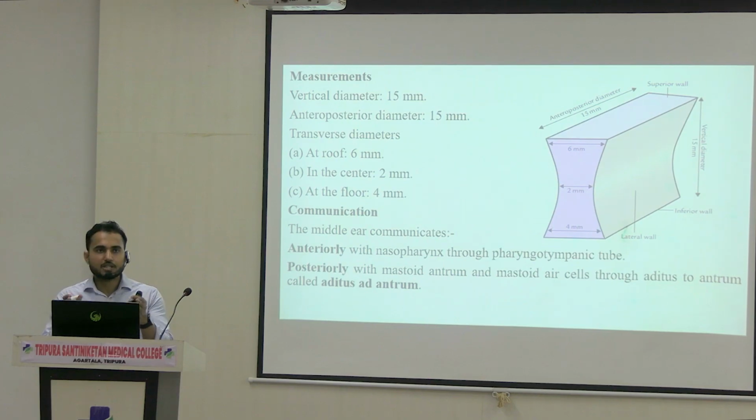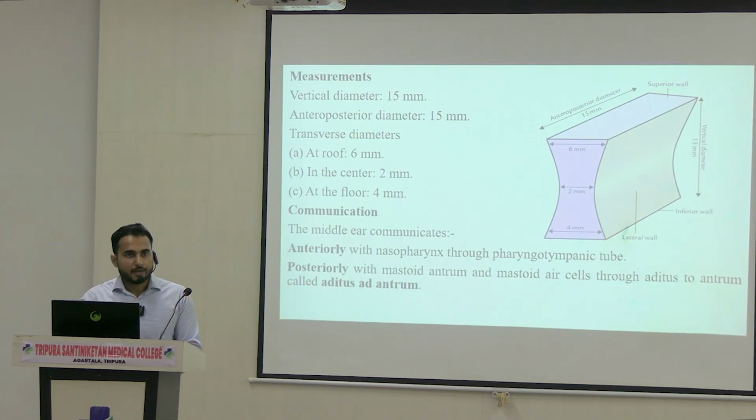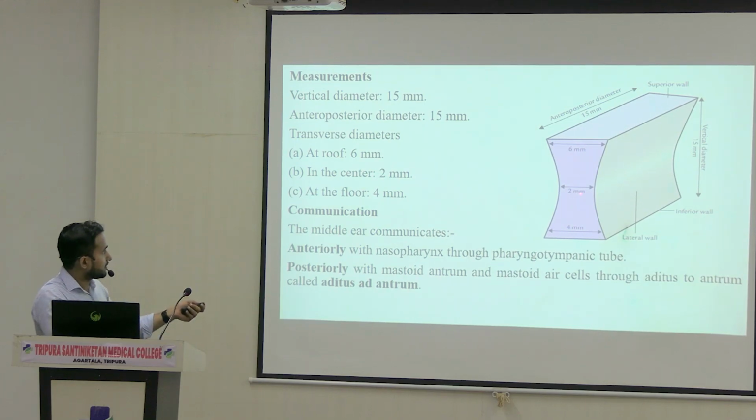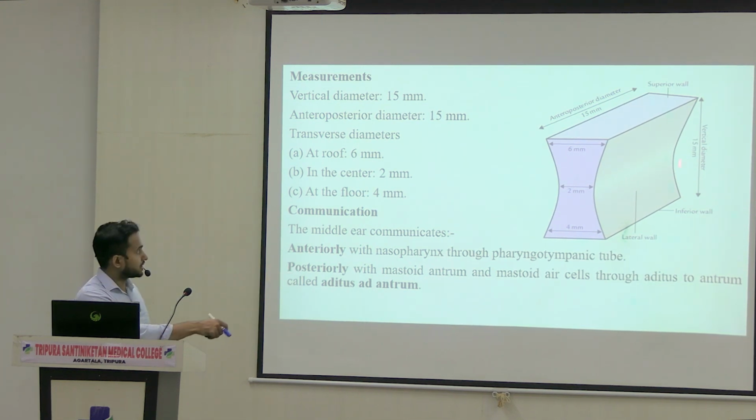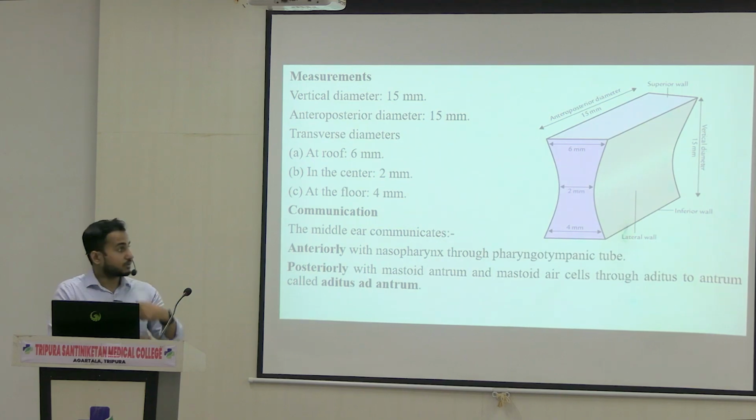Okay, next is the dimension. If a cavity is there, you must know the dimensions of the cavity. So how to measure the dimensions of the cavity? You have to measure the length, the width, the breadth, all those things, right? Now here you can see the diagram. The vertical diameter is 15 millimeter. Can you see the vertical diameter? This is the vertical diameter. Okay. Next, the anterior posterior diameter is also 15 millimeter.